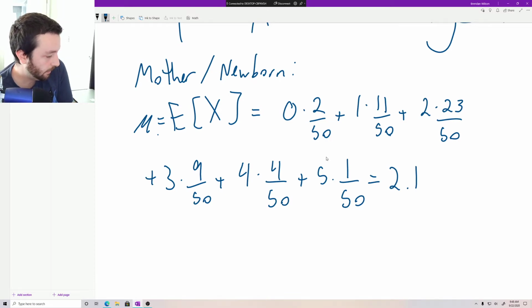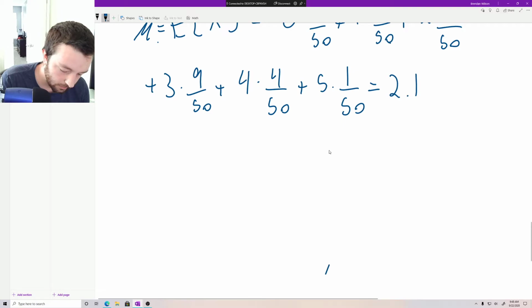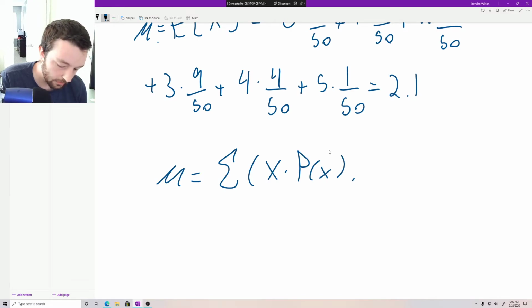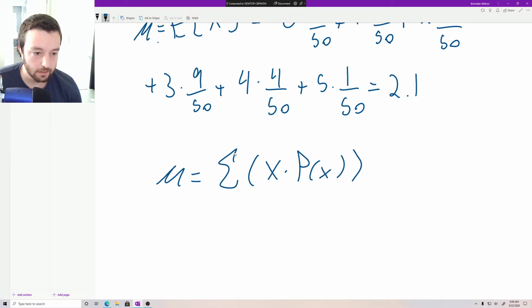There's a lot more examples in the book here. It gives some notation, which you don't really need to worry about too much, but I'll just explain it. Remember, this symbol right here, the capital sigma, means add them together. This is saying the data value times the probability of that data value. So add together all the data values times the probabilities of the data values, which is what we were doing here.